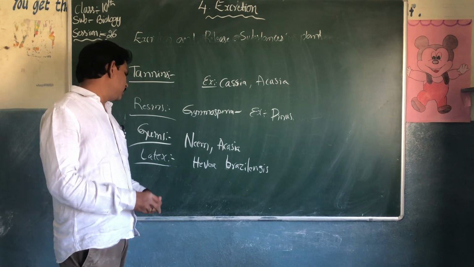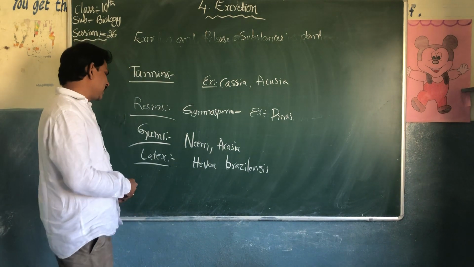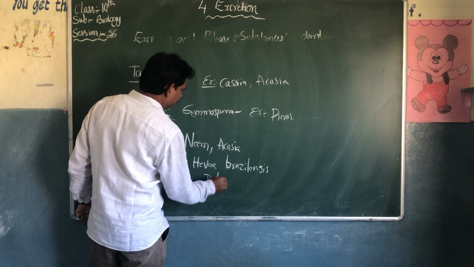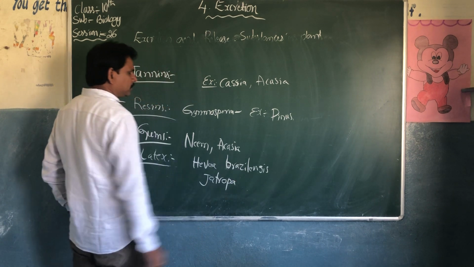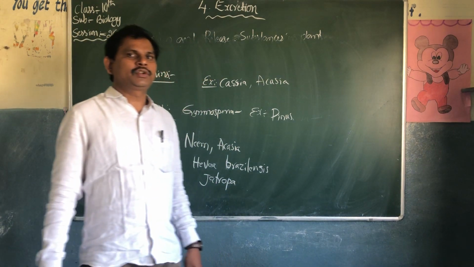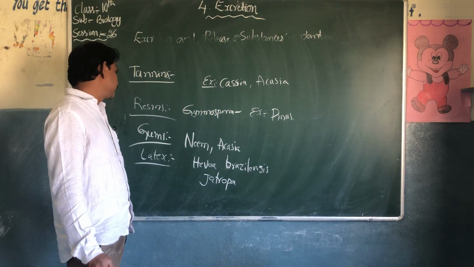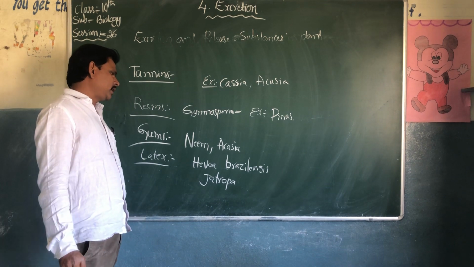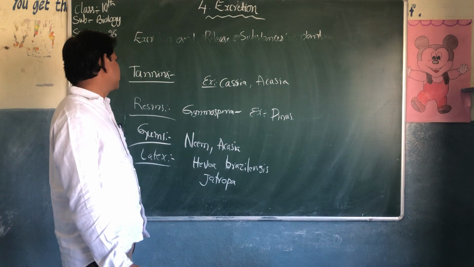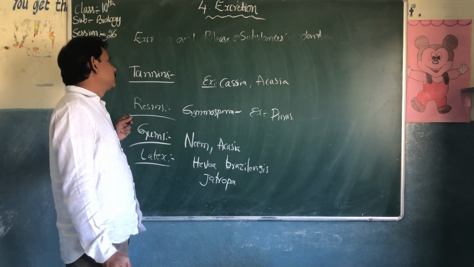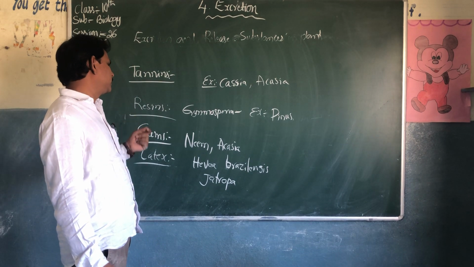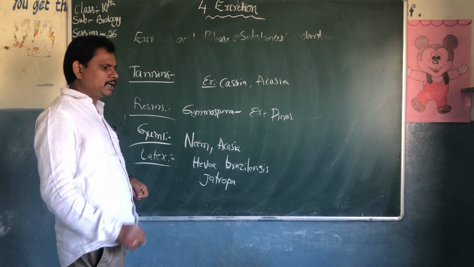Latex is also released from Jatropha, a biodiesel plant. Latex, Hevea brasiliensis, is a rubber plant. This is about the other secondary metabolites: tannins, resins, gums, and latex.